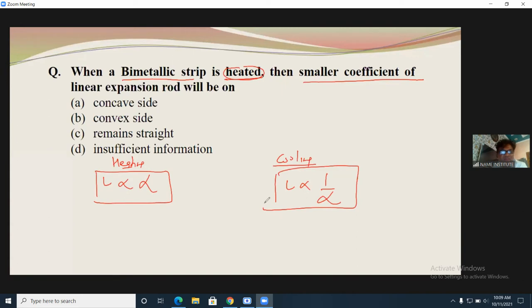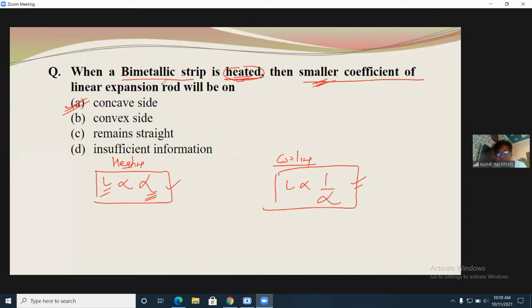I told you in class that the master point, the master formula, will be helpful to answer such questions. Without stress, we can answer our question. It is clearly mentioned that the bimetallic strip is heated, so L is directly proportional to alpha here. The rod with the smaller coefficient of linear expansion has a smaller alpha, so its length will also be smaller. The smaller length will be on the concave side, or inner side. So the answer is A.